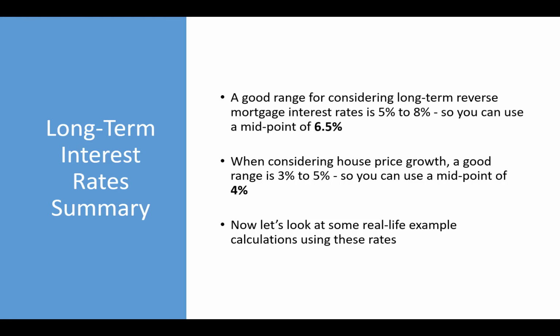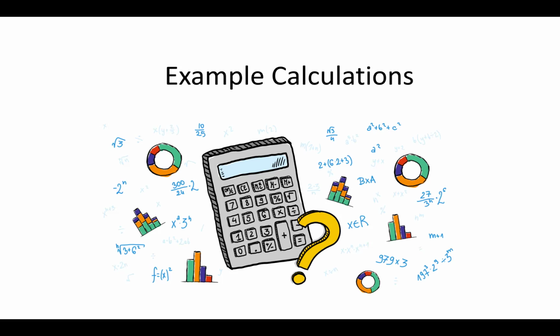I believe if you look at the last 20-year blocks of house price growth in Canada, they're pretty close to 4% across the country. So what I'm going to do now is take this information and show you how you can apply it and look at some real life example calculations using these rates. I'm going to run you through some example calculations.